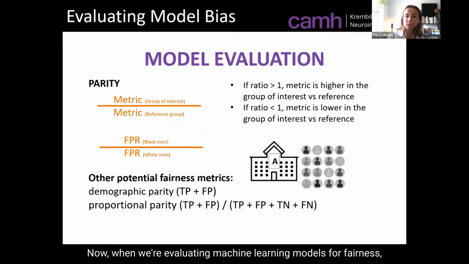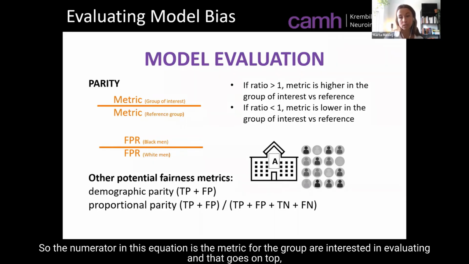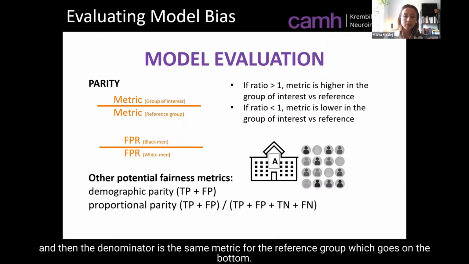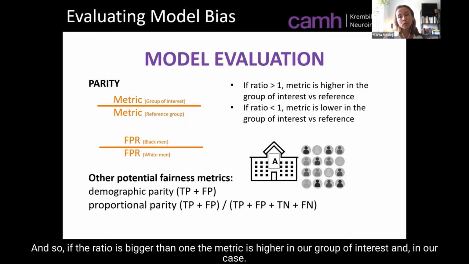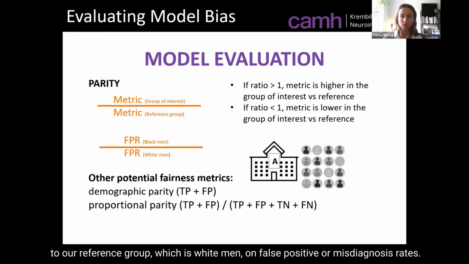Now, when we're evaluating machine learning models for fairness, we typically examine parity, or the ratio of a given performance metric between two groups of interest. So the numerator in this equation is the metric for the group we're interested in evaluating, and that goes on top. And then the denominator is the same metric for the reference group, which goes on the bottom. And so if the ratio is bigger than 1, the metric is higher in our group of interest. And in our case, we would calculate parity by comparing our group of interest, which is Black men, to our reference group, which is white men, on false positive or misdiagnosis rates.